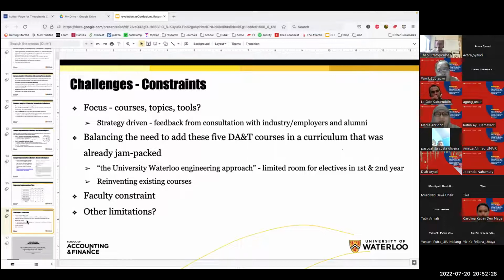The other constraint that we're facing is the faculty. How do we find people to teach these classes? One of the approaches that we are implementing is that we try to find people within our faculty who are willing to retrain, retool. For example, the course that I developed, the one I'm teaching in the fall, I developed with my colleague Nancy Vandenbos. Nancy is teaching managerial accounting. Nancy came up with the cases, I did the analytics part. Together, we developed the class.